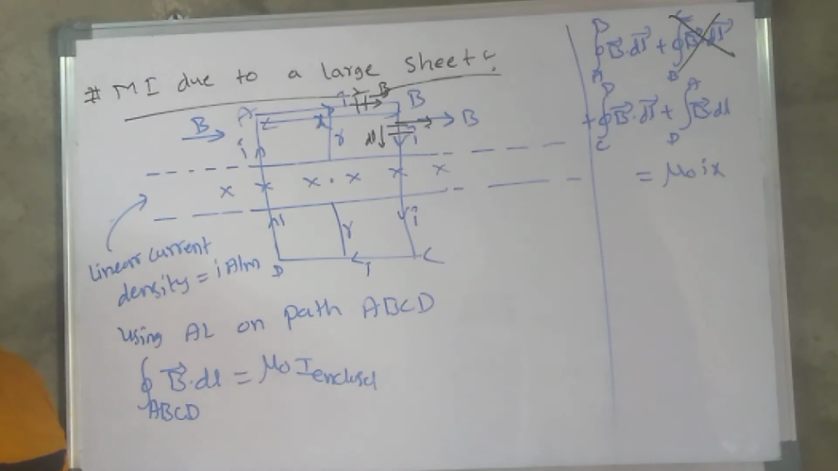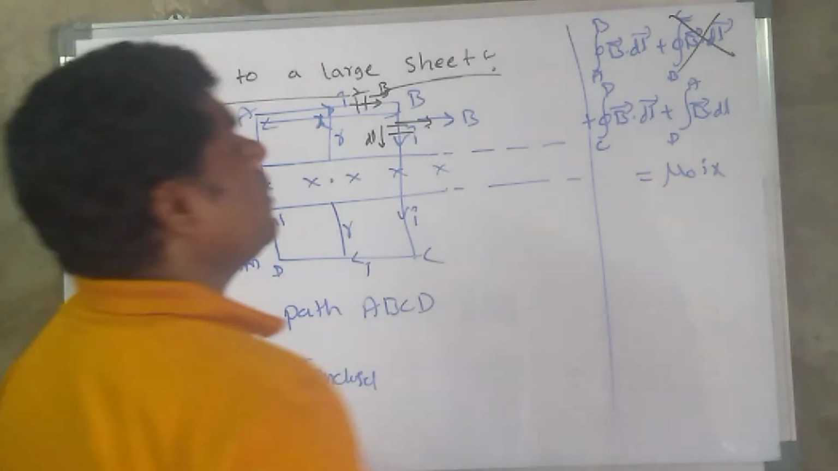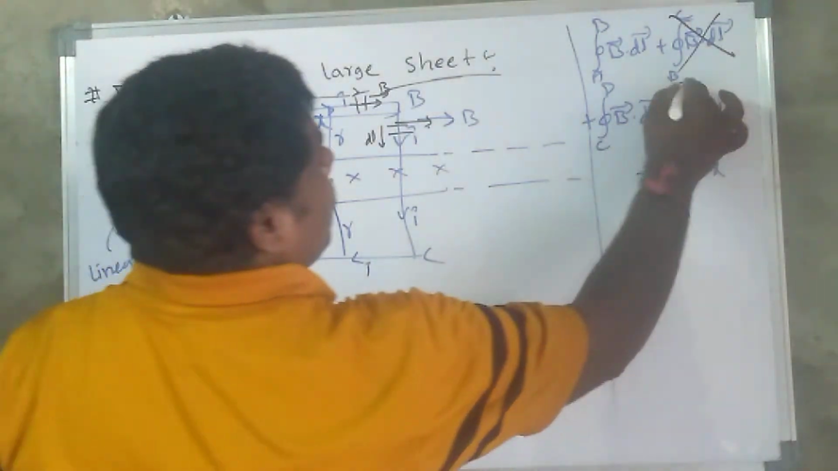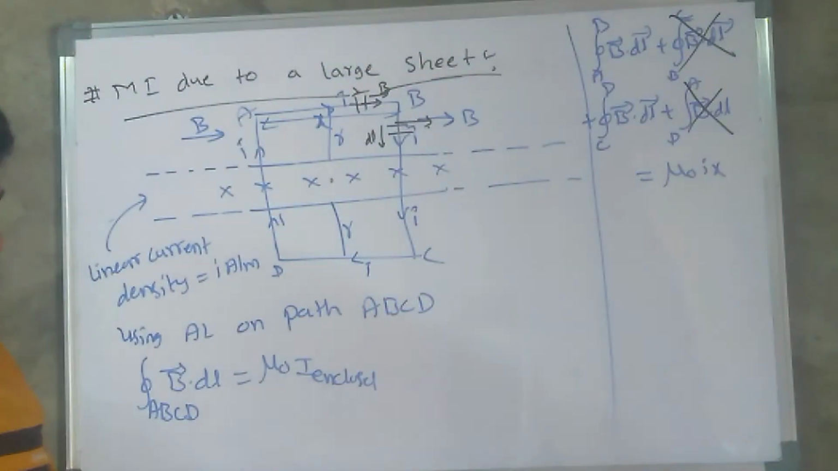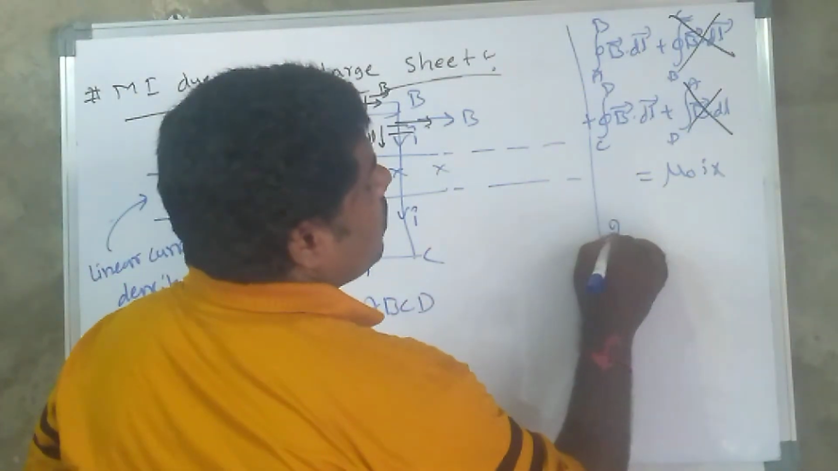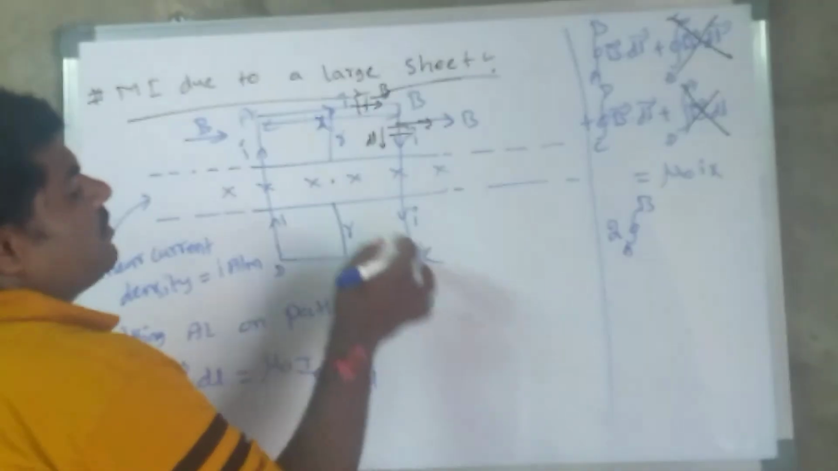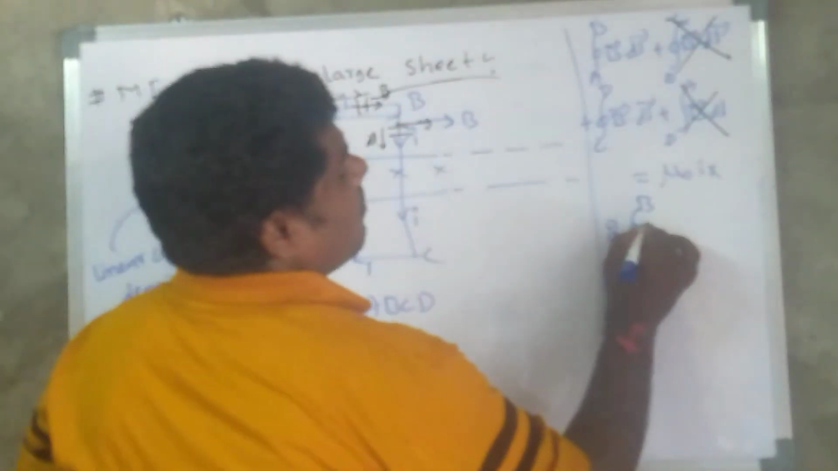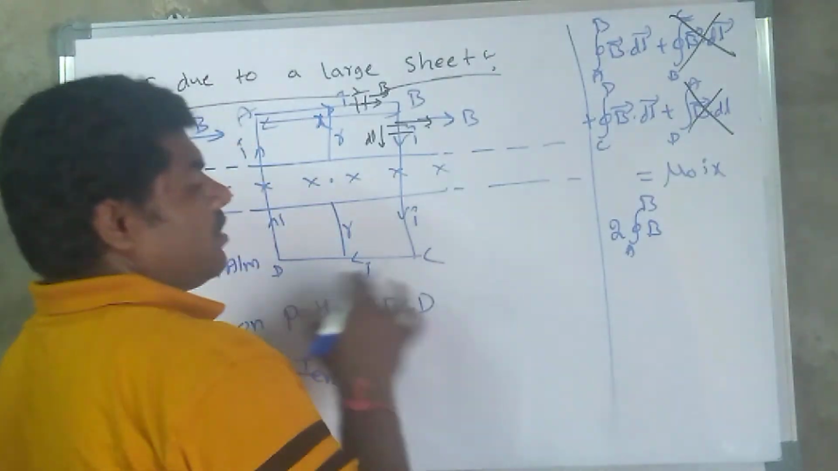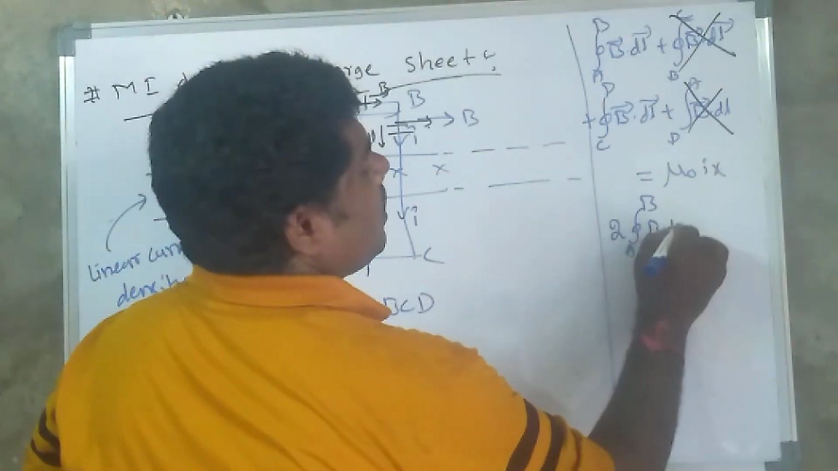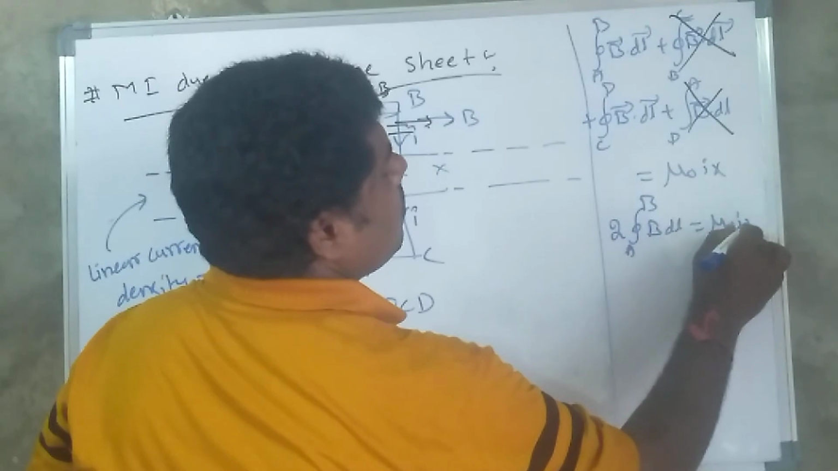B dot dl is equal to B dl cos theta. Here theta is 90 degrees, and cos 90 is 0, so that vanishes. Similarly, D to A also vanishes because of the angle between B and dl being 90 degrees. The remaining value is 2 times the closed integral from A to B, because the magnitudes of these two are equal. So B dl is equal to mu naught I into X.